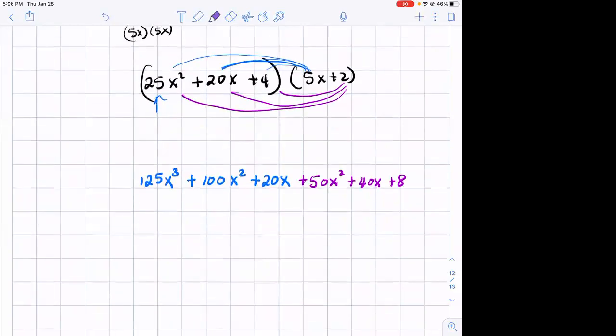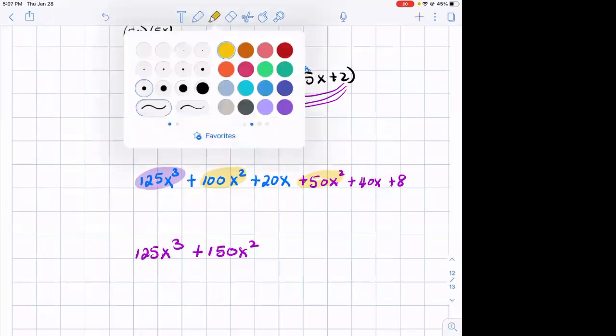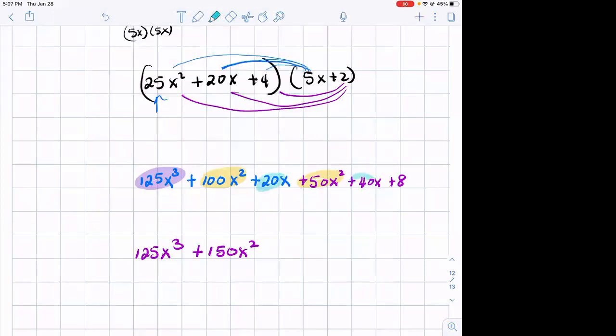And if we combine like terms as we did before, there is no other x cubed, so that's the only one, 125x cubed. We have a square here and a square here, so this becomes plus 100x squared plus 50x squared, 150x squared. Then we have 20x plus 40x, and that becomes plus 60x. And don't forget the plus 8, we bring it down.